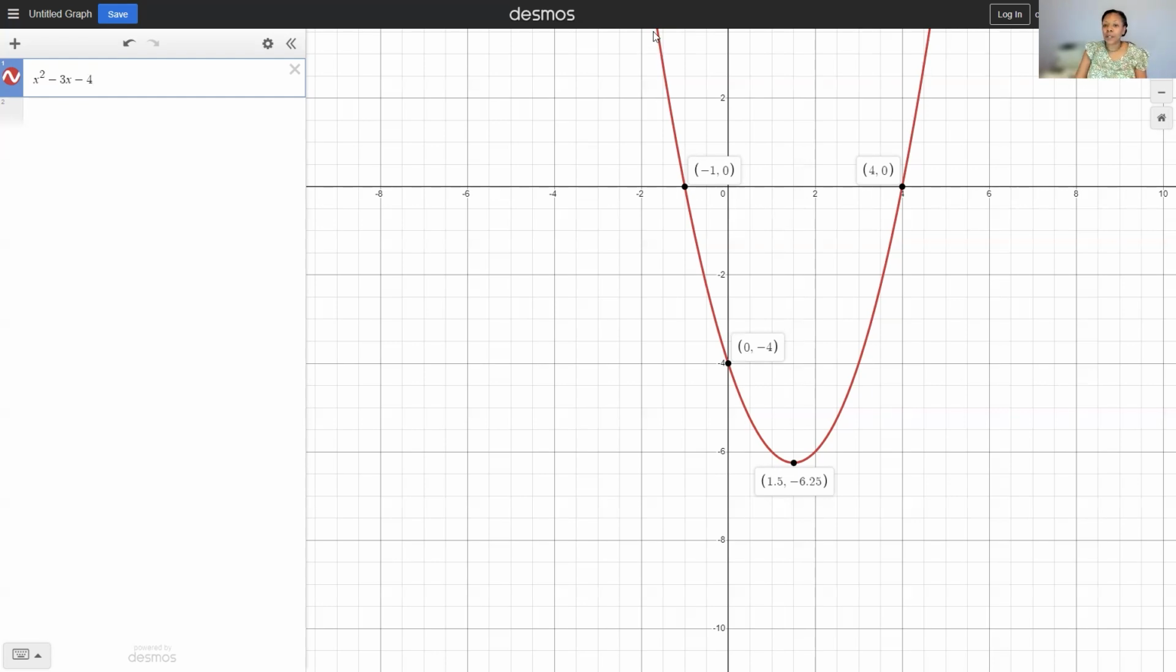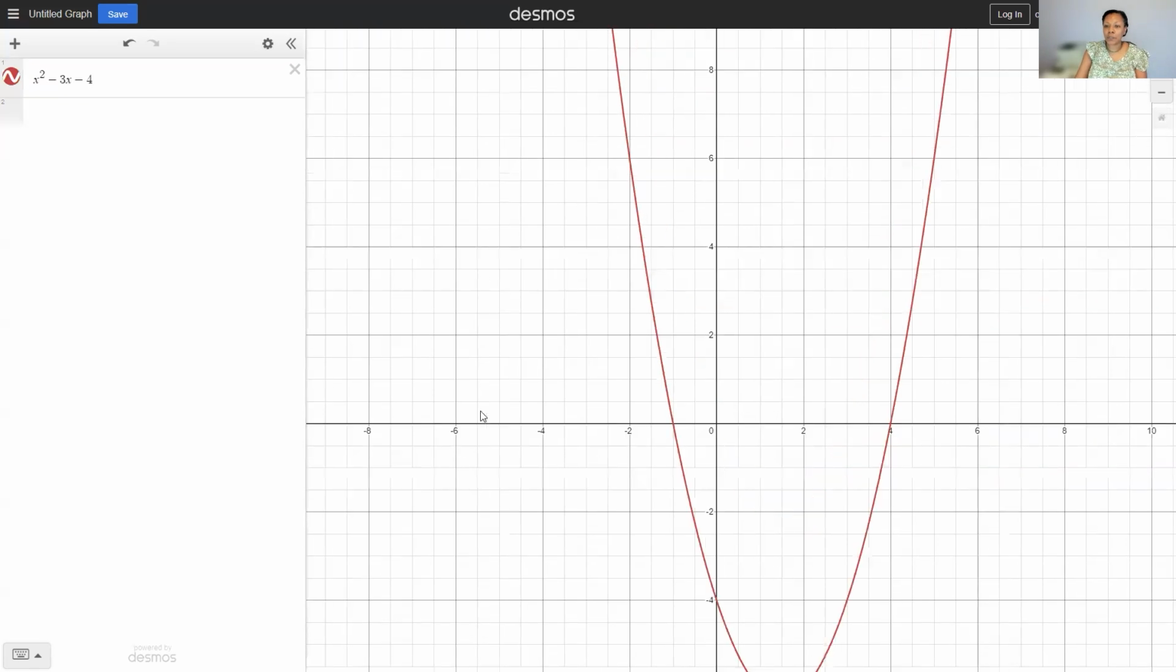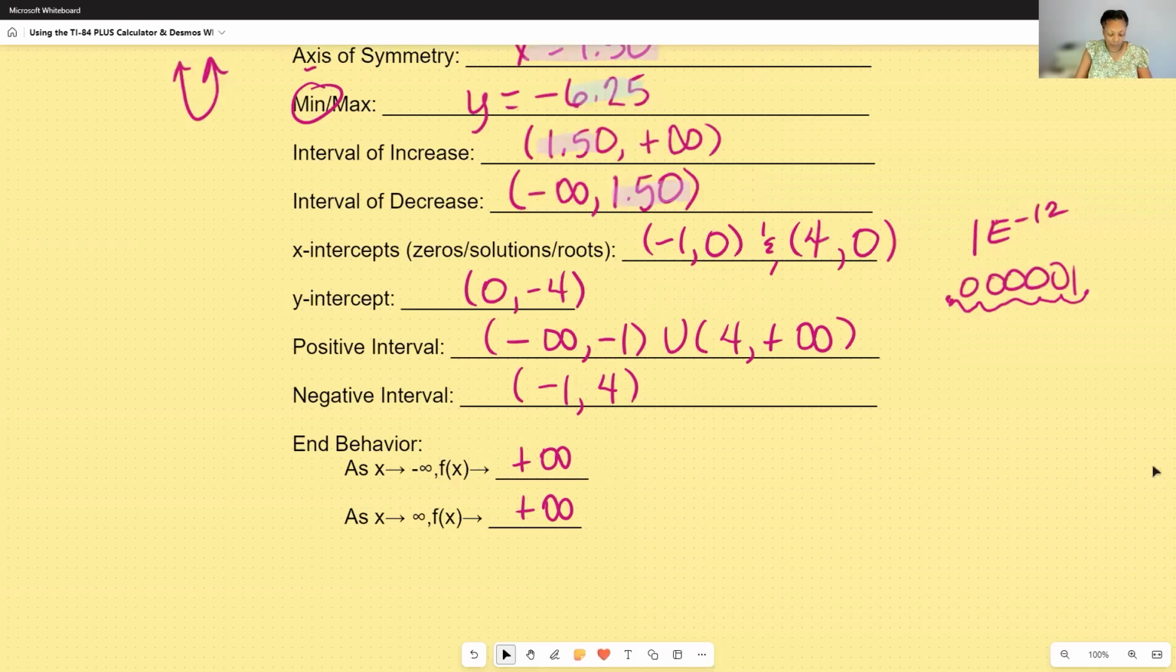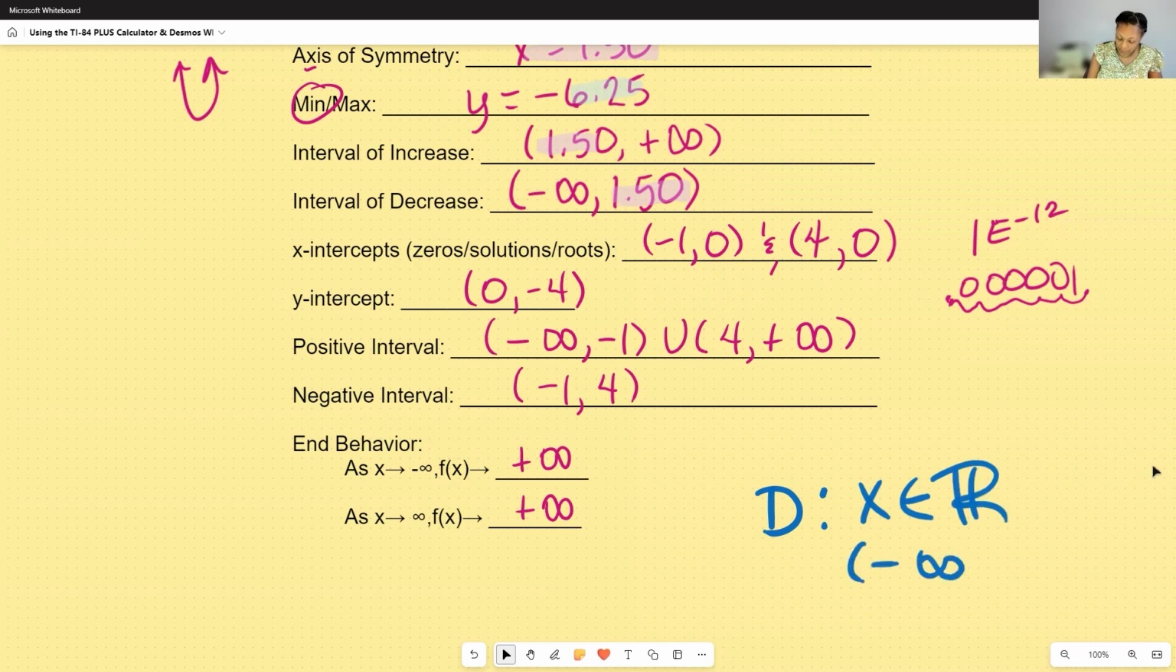Domain, since there are arrows here, you can't see it because it goes on forever. That means that all of these x values can fit within this graph. So therefore, my domain is going to be all real numbers. So you can say x is all real numbers, or you can just write it as negative infinity to positive infinity, or you can just write the words all real numbers.